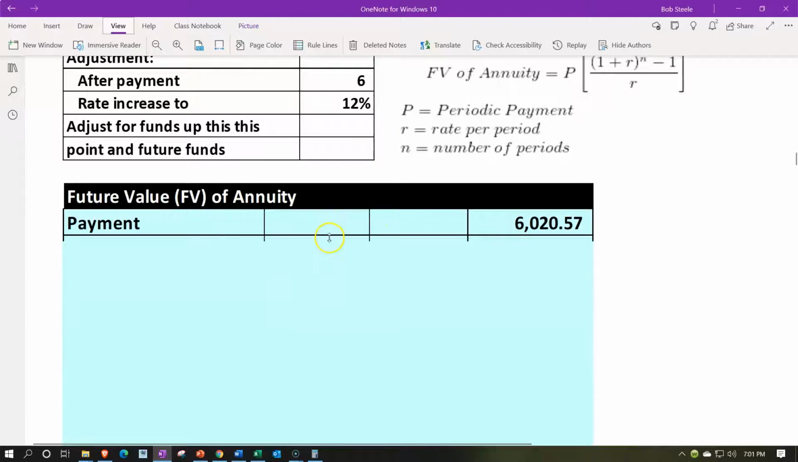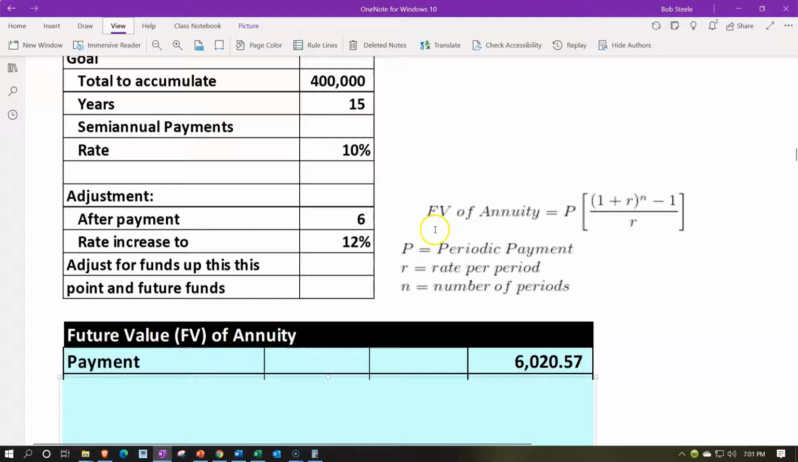So we'll say, all right, we're going to use the future value of an annuity, which is P, which we know now, which is that 6,020 we figured out last time, times 1 plus R, to the N. R is going to be the 10% divided by 2, or 5%. And then N is the number of periods, which is 6, because this is given as semi-annual periods, minus 1 divided by R, once again 5%.